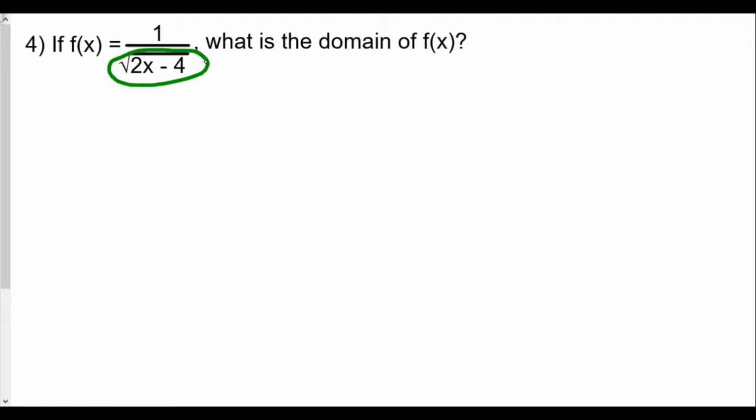So we take the radicand, the item underneath the radical, and we set 2x minus 4 to be greater than or equal to 0. Except there's a problem.